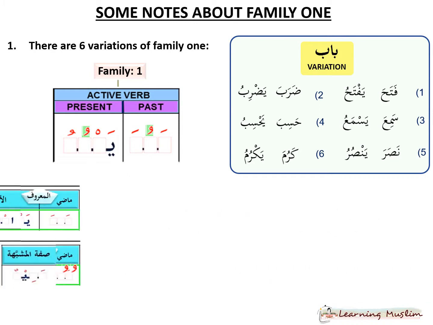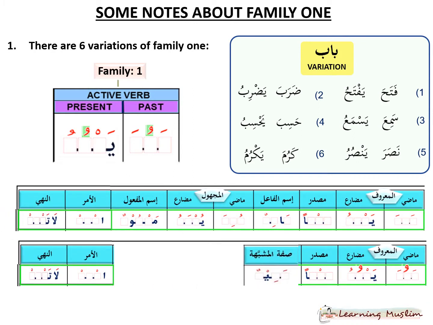So in other words, if we look at the family 1, the normal pattern for all the 5 variations, we have فعل يفعل فعل فاعل فعل يفعل مفعول افعل لا تفعل. So that's the general pattern for family 1. But bab karuma yakrumu, if you look over here, you'll see that I added a dhamma over there and a dhamma over there onto this pattern to show that it is bab karuma yakrumu. In this case, we'll see that it has a sifa mushabba instead of an ismul fa'il in the normal pattern.